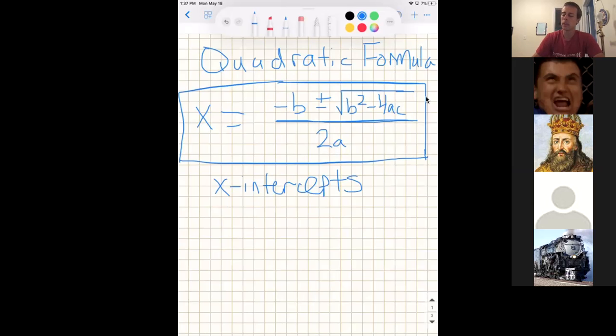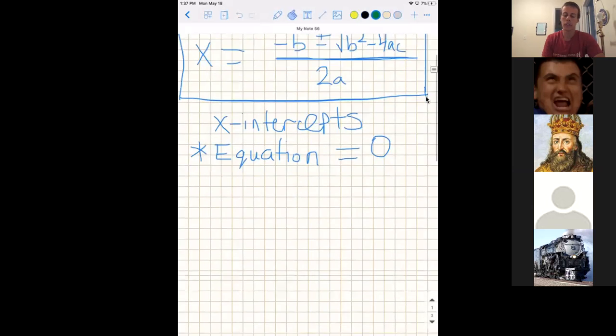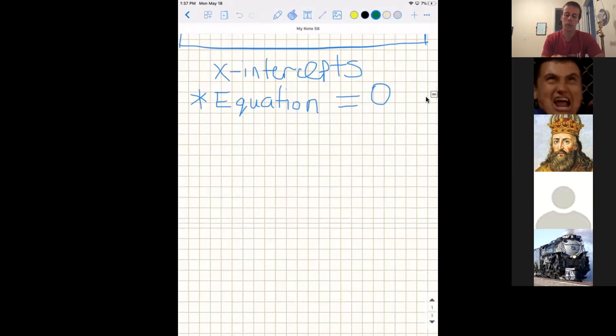So let's try to use it for an example. And I guess I should make one note. When you use this, your equation must be set equal to 0, okay? You have to have it set equal to 0. So we'll do a couple examples together, and then I'll have you guys try a couple in small groups, and then we'll call it a day, okay?